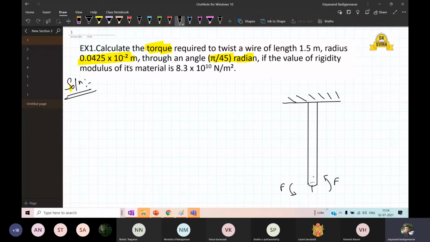Once I twist the wire, there is a twisting angle. How much is the twisting angle? It's given here. Twisting angle is pi by 45 radian. So when I apply this much of couple, I am getting this much of the twisting. So how much is the twisting couple you have to calculate? Twisting couple or the torque or the moment of force. So first write the information whatever you have.